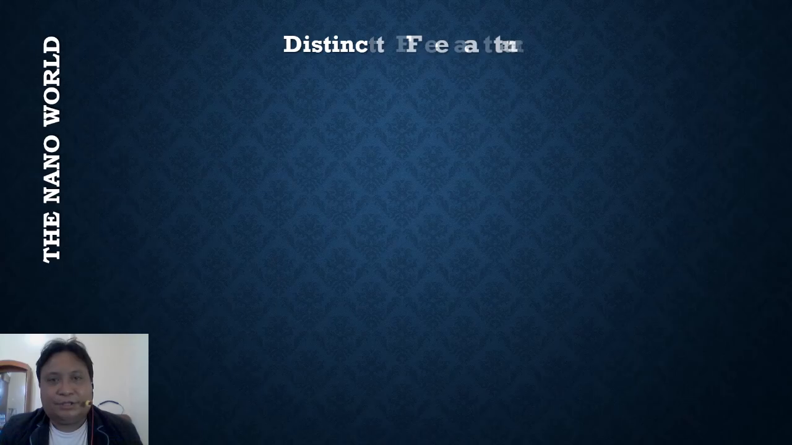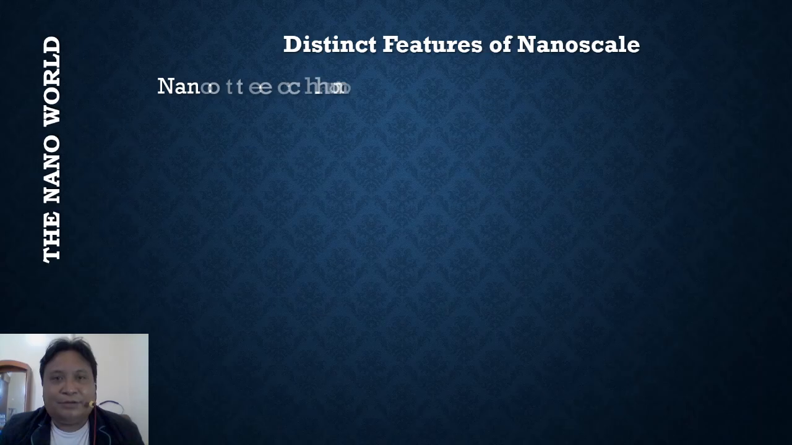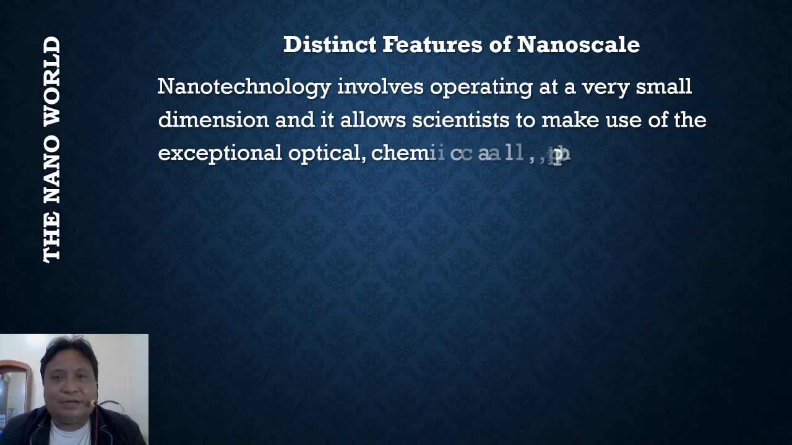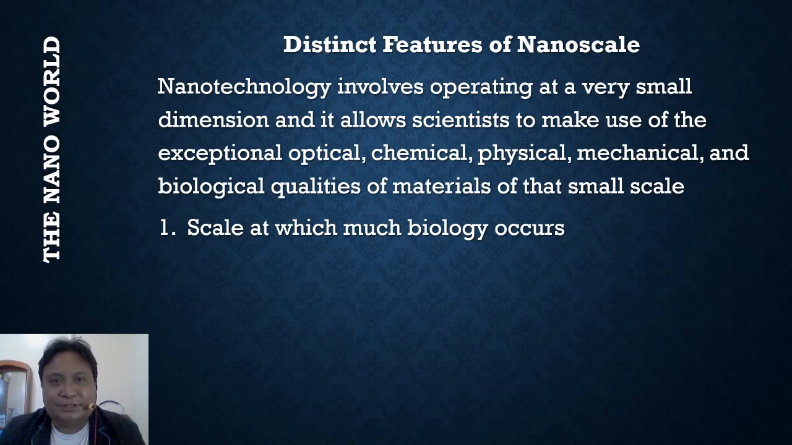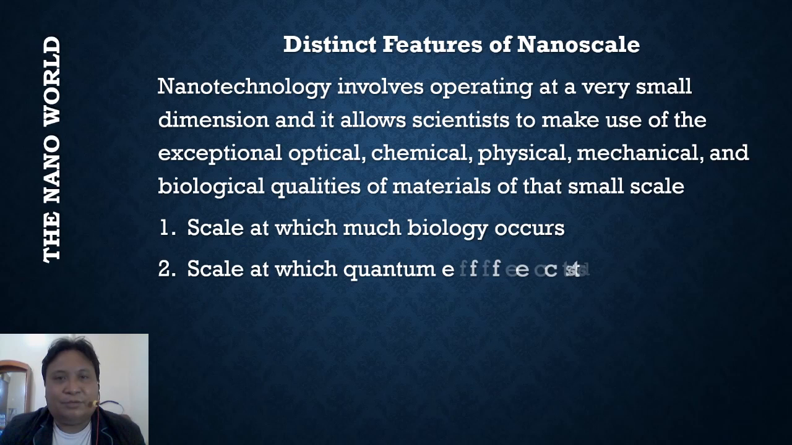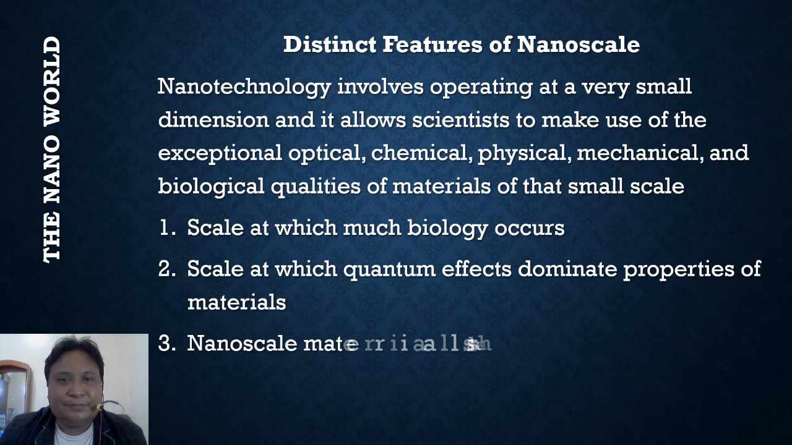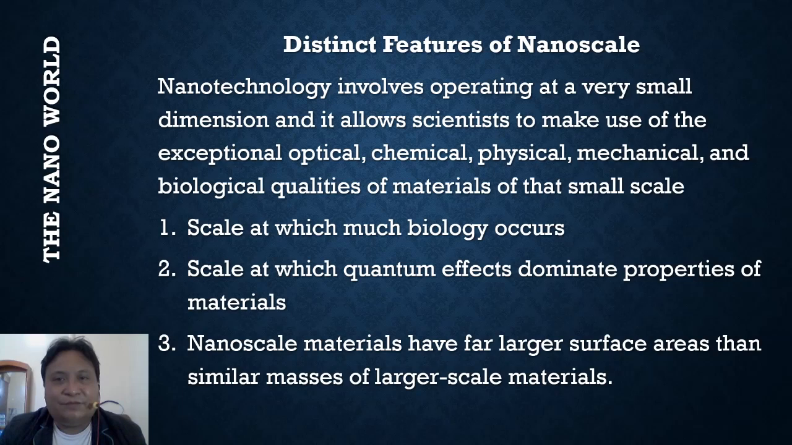Okay, so what are the distinct features of the nanoscale? Nanotechnology involves operating at a very small dimension, and it allows scientists to make use of the exceptional optical, chemical, physical, mechanical, and biological qualities of materials at that small scale. Number one, it is the scale at which much biology occurs. The second one is the scale at which quantum effects dominate properties of materials. And the third one is that nanoscale materials have far larger surface areas than similar masses of larger-scale materials.